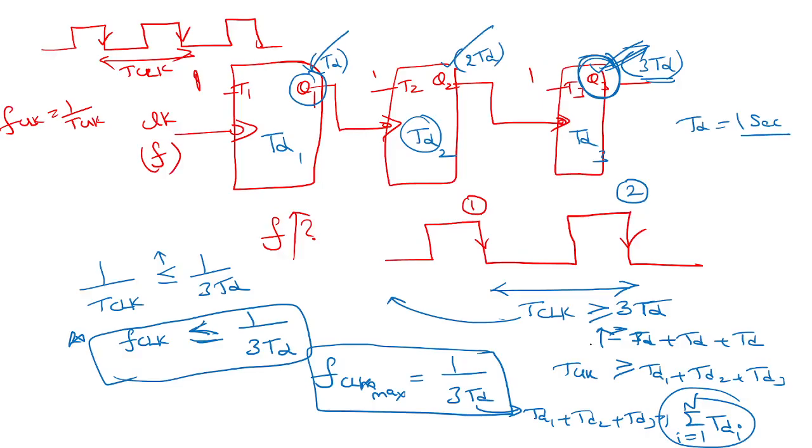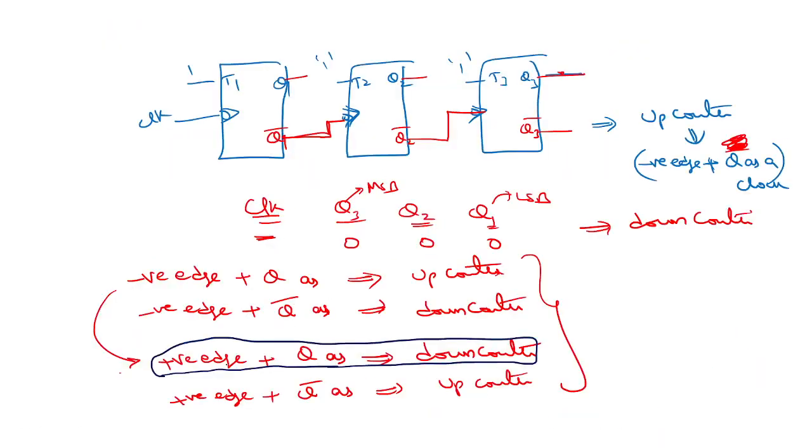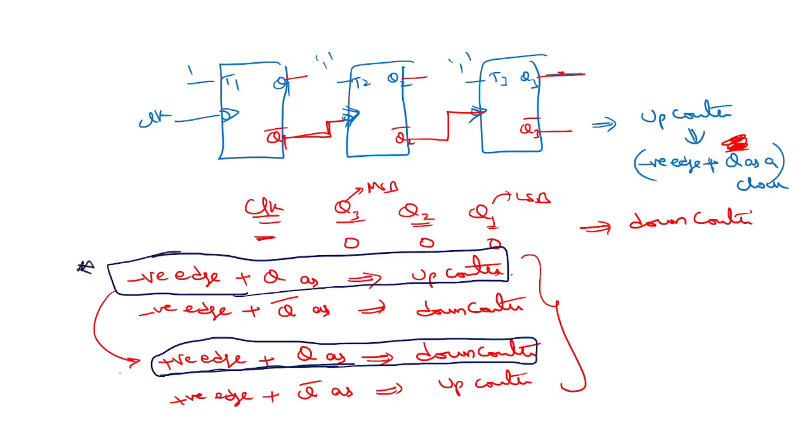That is what we have discussed here, right? Positive edge and Q as a down counter. So don't need to worry. Just remember this in the entire digital electronics: negative edge triggering, Q as a clock, will act as an up counter. Obviously, you know how to derive the other things, and you can cross-check once whether it is making sense or not when you are in a hurry.